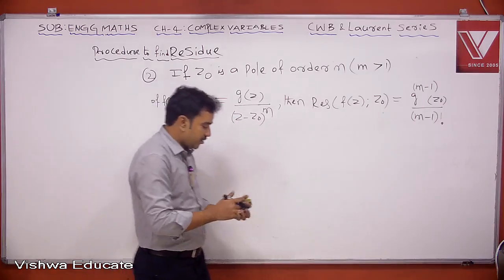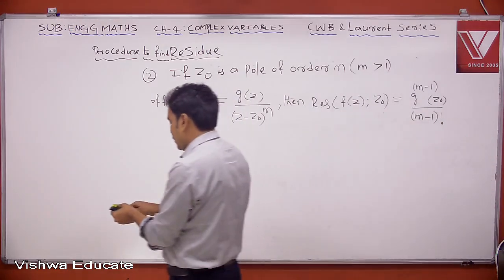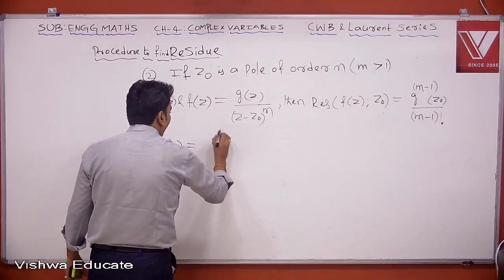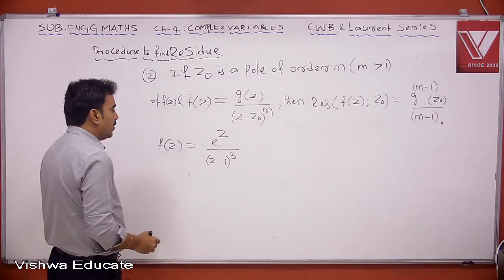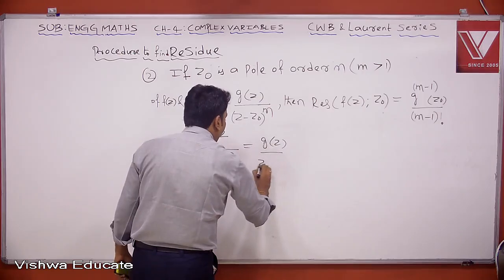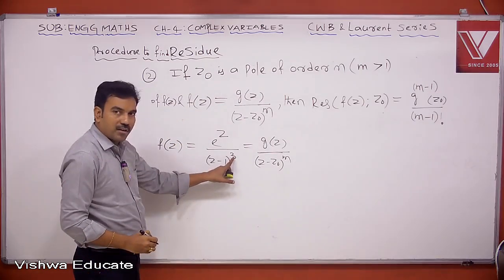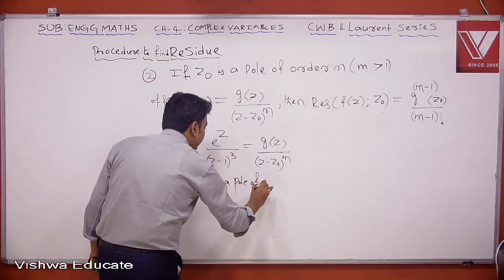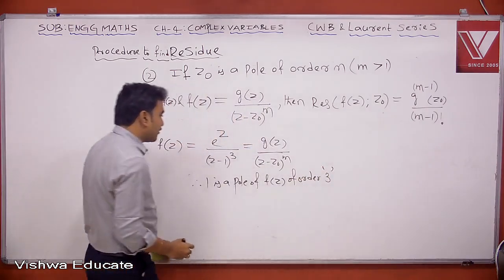Okay, let us take an example. Suppose f of z equals the function e power z divided by z minus 1 whole cube. Now you can see this is in the form g of z by z minus z naught whole power m. What is z naught? 1. What is its power? 3. Therefore 1 is a pole of f of z of order 3.